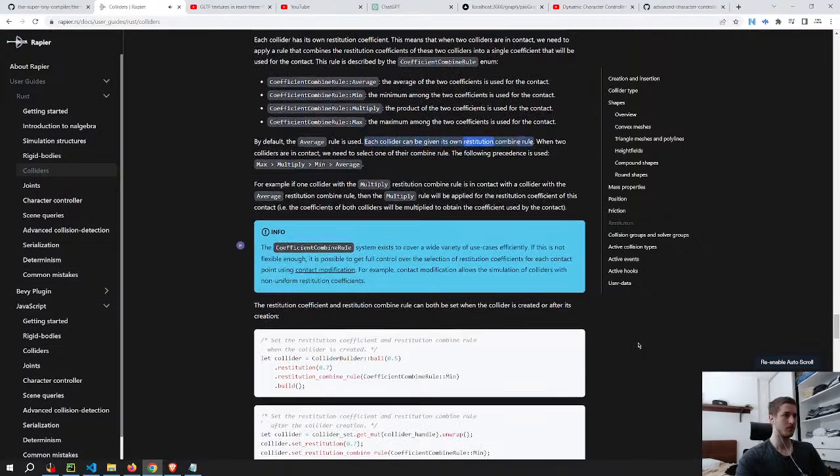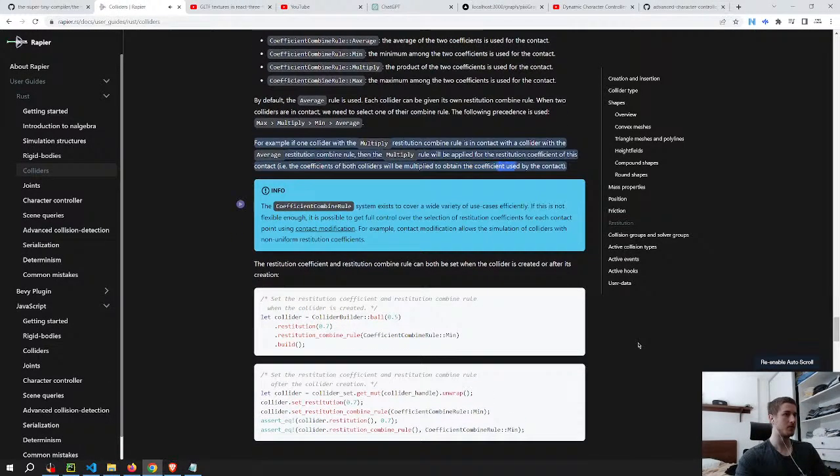Each collider can be given its own restitution combine rule. When two colliders are in contact, we need to select one of the combine rules. The following precedence is used: Max > Multiply > Min > Average. For example, if one collider with the multiply restitution combine rule is in contact with a collider with the average restitution combine rule, then the multiply rule will be applied to the restitution coefficient of this contact, i.e. the coefficients of both colliders will be multiplied to obtain the coefficient used by the contact.